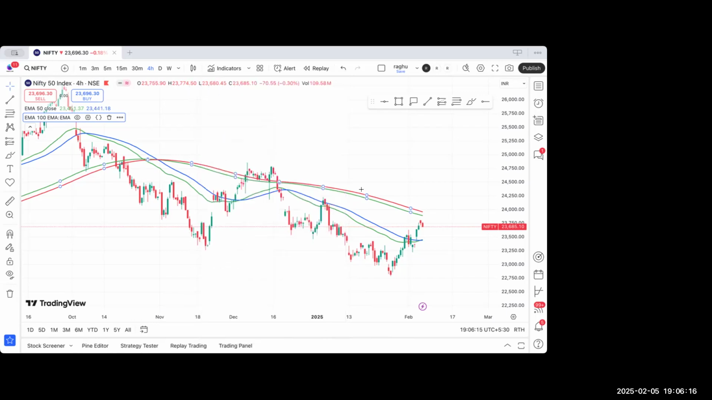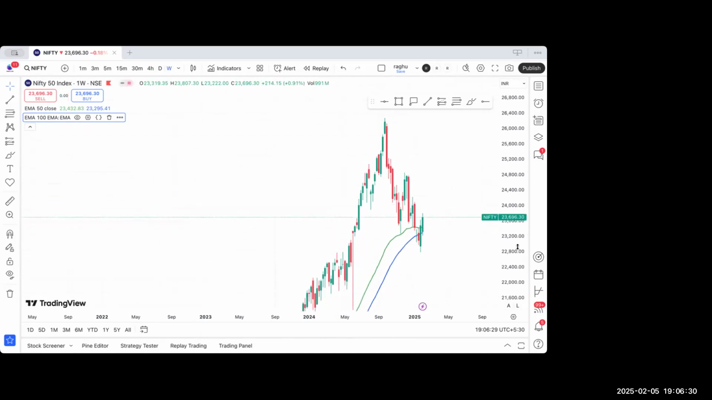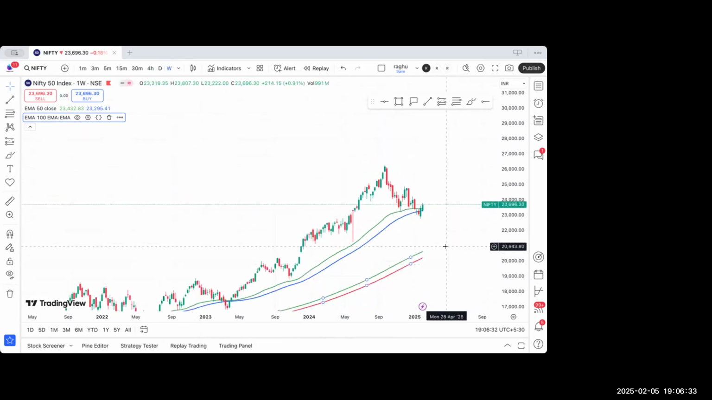I put these colors for my understanding. When I click, this is my EMA 50 and this is my EMA 100. Now, when I'm opening the weekly time frame of Nifty, having already added the EMAs, I'll get a chart like this.